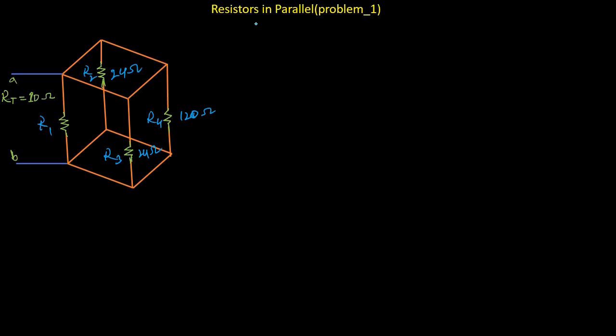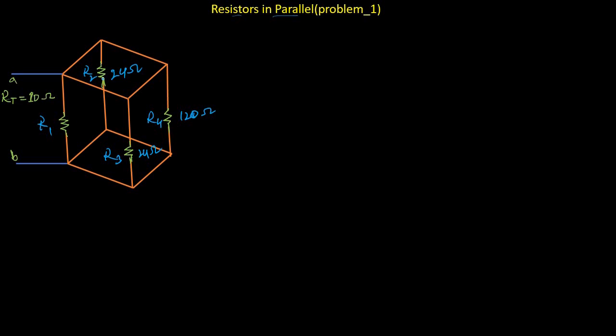In the previous video lecture, we discussed resistors in parallel. Now in this video lecture, we will be discussing another example related to resistors in parallel, in which 4 resistors are connected in parallel in this box type shape.